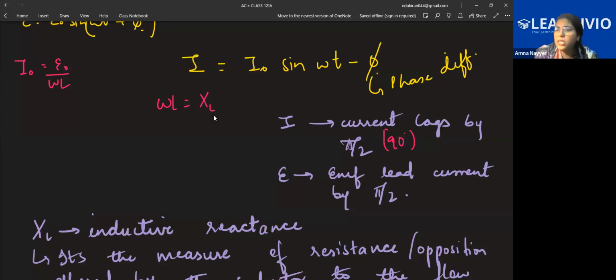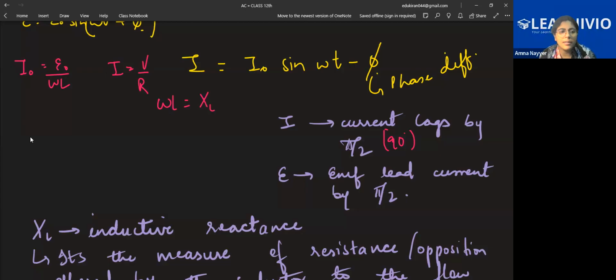Just remember omega into L is equal to XL. And XL is basically the resistance of the circuit. You can look by the formula also. According to Ohm's law we have studied, I is equal to V by R. I naught is representing the current, voltage is being represented by E naught, and resistance is being represented by omega L. So what is omega L? Omega L is equal to XL. This is the formula for it.